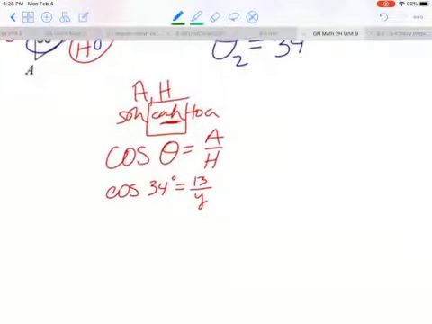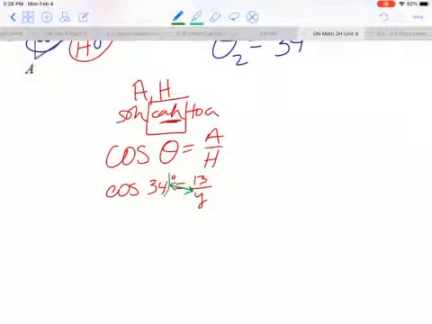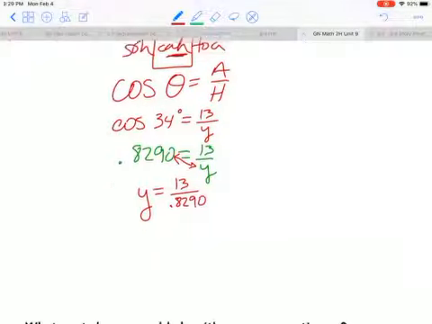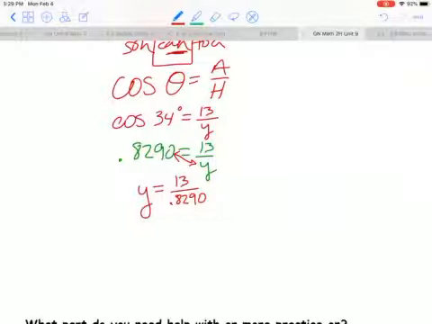So this is where you can switch the spots if you want, but you have to take the whole thing. Oh, we have to get the decimal first. So cosine of 34 degrees is 0.8290. And this is where you can switch those spots if you want. So you can make it y equals 13 over 0.8290. So go ahead and find that, and you should get y equals 15.68.